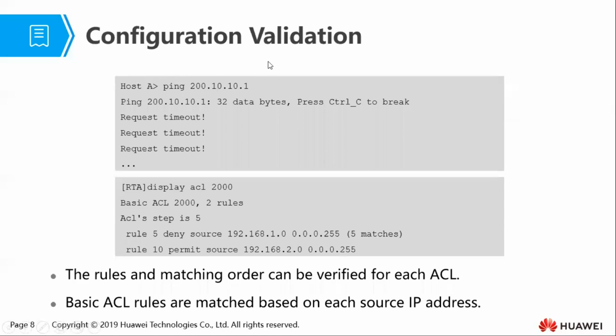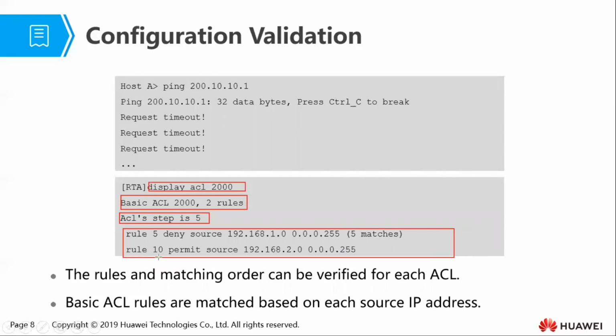So for example, here, when you say display ACL 2000, we can see that we have configured two rules so far. And you can see that the ACL step is 5. So that means anytime you create a rule, the rule identifier is going to be incremented by 5. So in steps of 5. So if I create another rule, it's going to be rule 15, then rule 20, then rule 25, then rule 30. So that is what the ACL steps actually achieves.